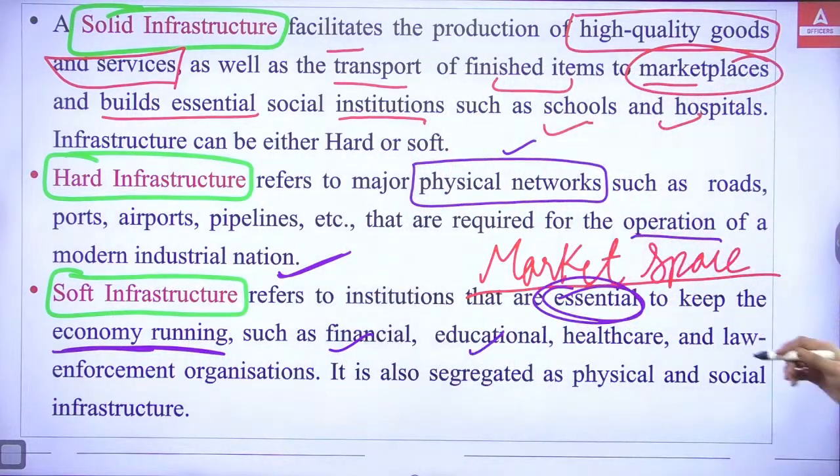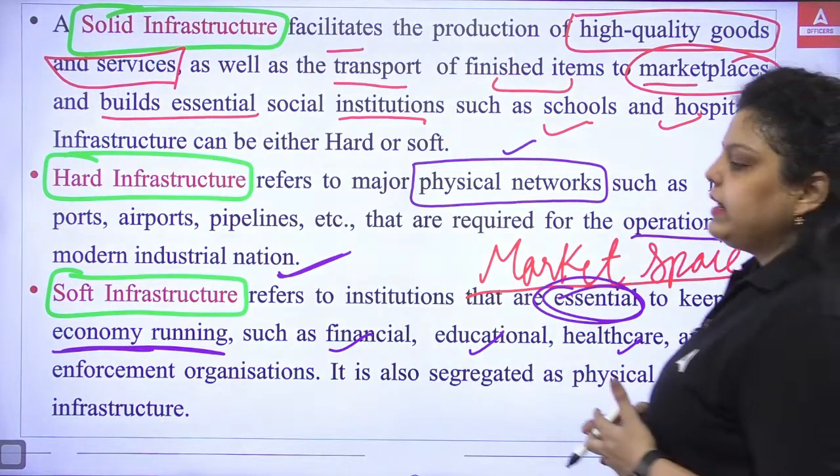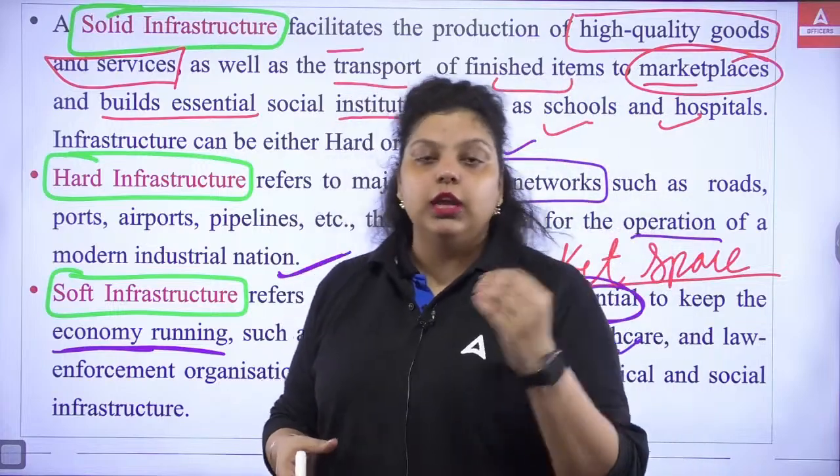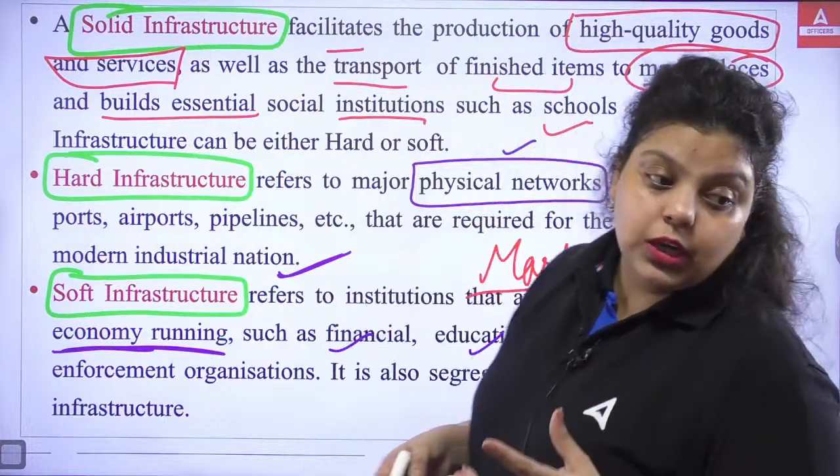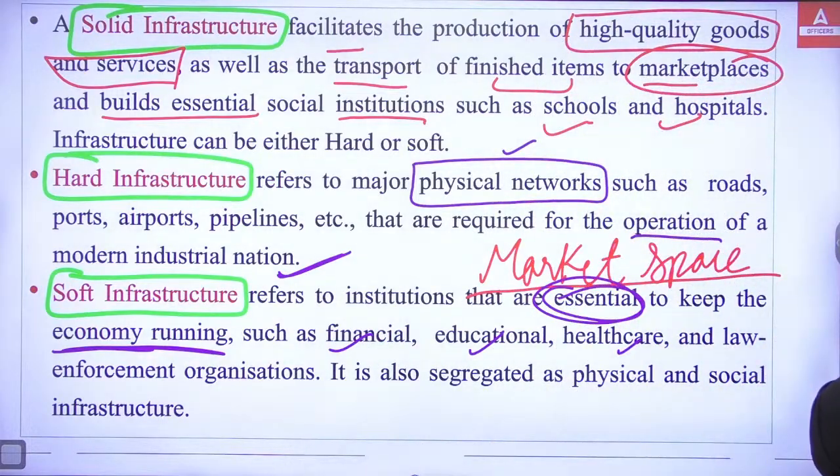Now the healthcare. If you are not well in your health, you won't be providing full efficiency and full effort in your work. So that somehow hurts the growth and development of the company as well as the nation. So we need a health infrastructure as well. All these are the soft infrastructure because they are required to keep the economy running.